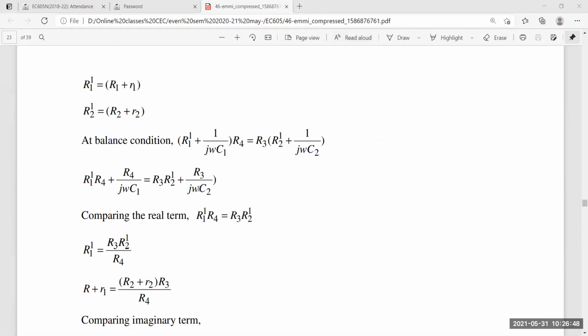Let me tell you once what they have done here. Suppose from the arm 1 and 2, what we were getting? We were getting the capacitor. With the capacitor, newly they have joined two resistances.